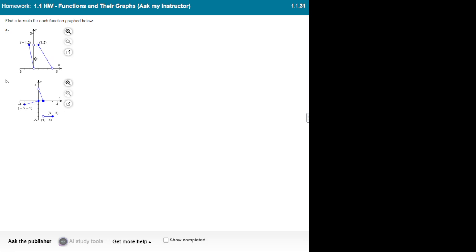But note, this function does not exist at 0. There's a hole at 0. So we're going to make a piecewise function out of this part. We're going to go from the point -1, 2. So let's come over here and draw this on our graph. Let me pull up my graphing here.